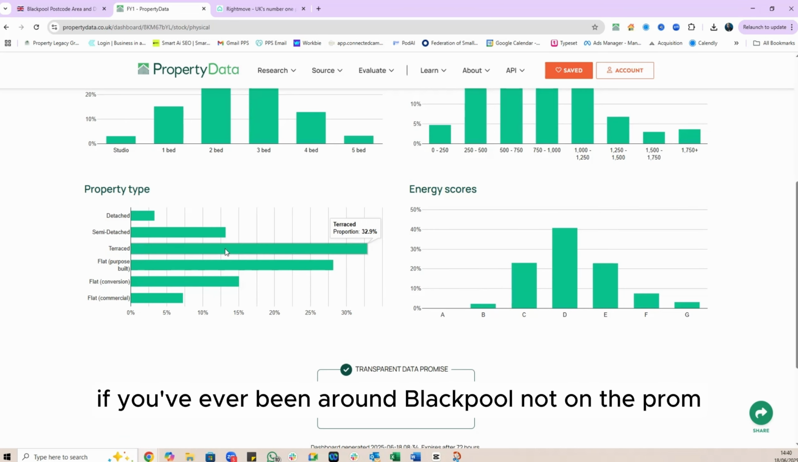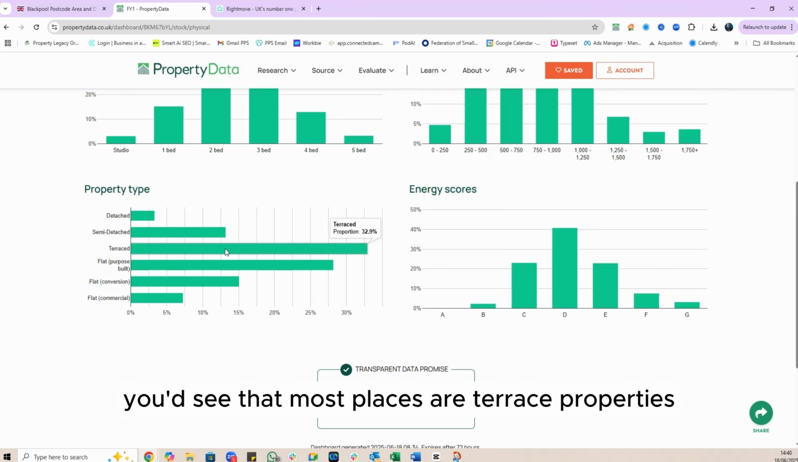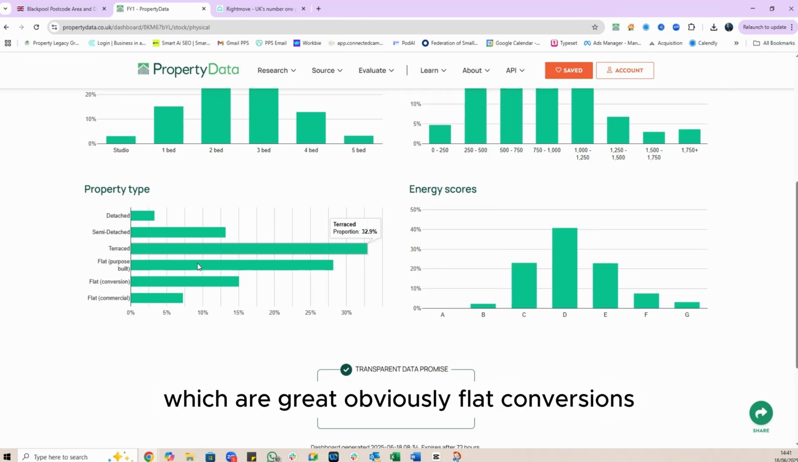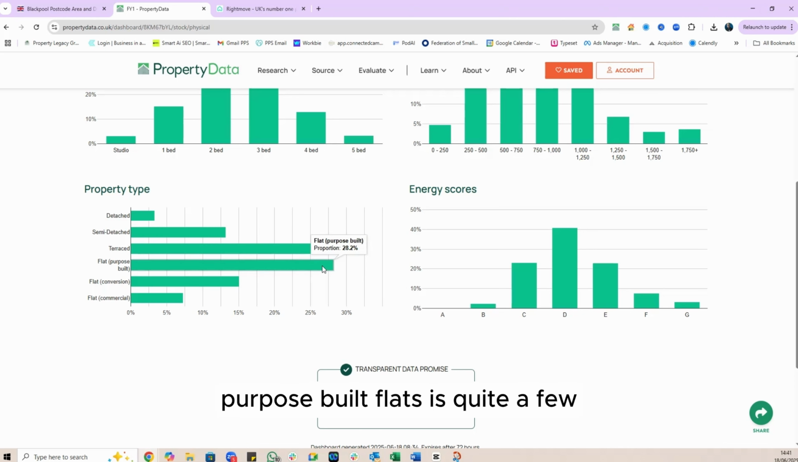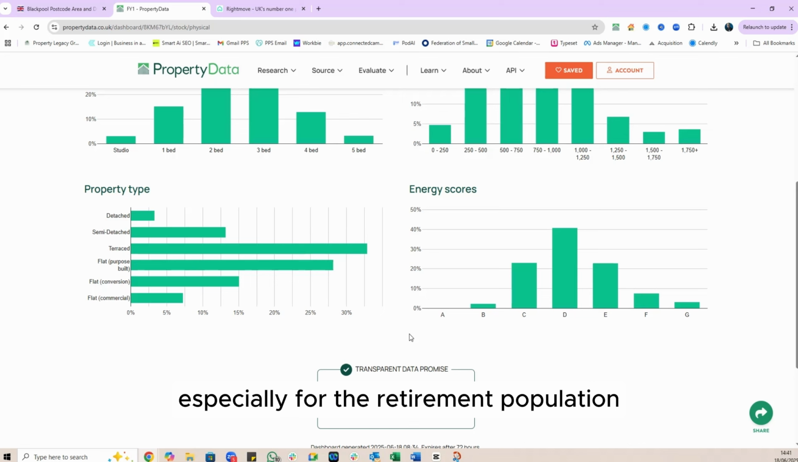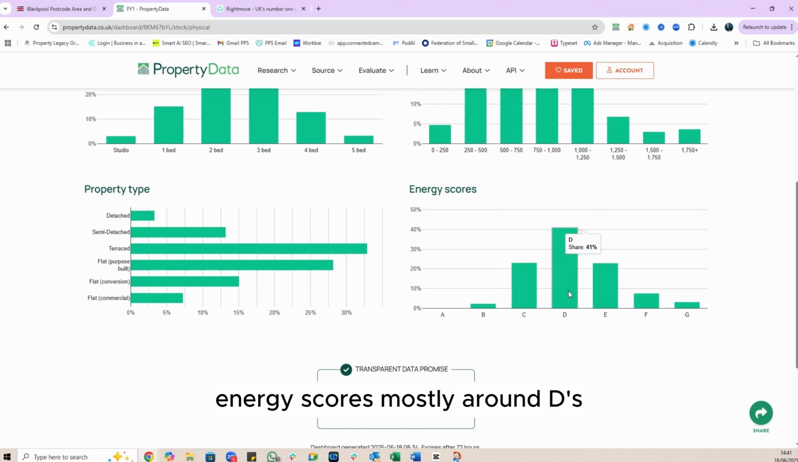If you've ever been around Blackpool, not on the prom, you'd see that most places are terrace properties, which are great. Obviously flat conversions and semi-detached are all good to be looking at. Purpose-built flats, there's quite a few, especially for the retirement population. Energy scores are mostly around Ds.